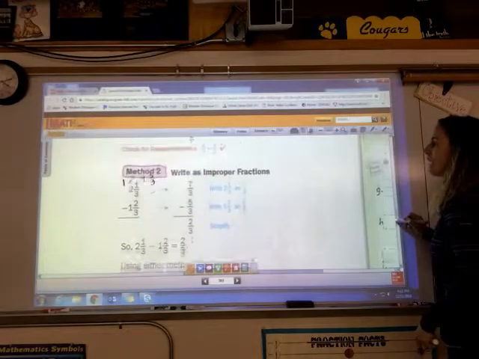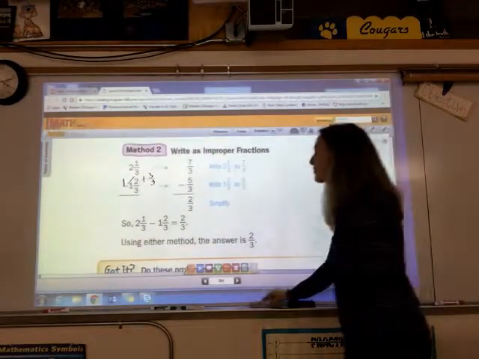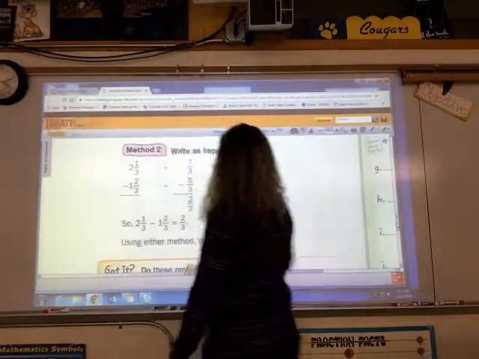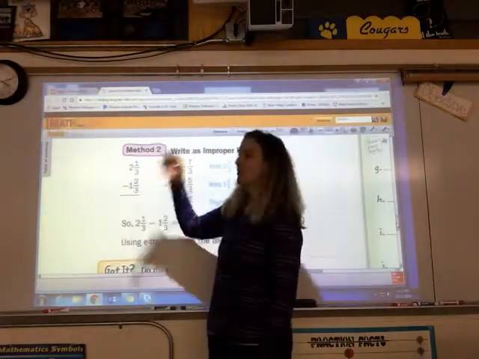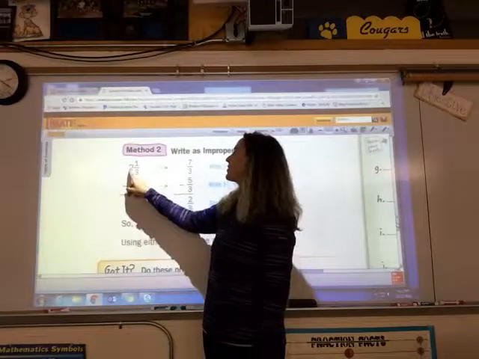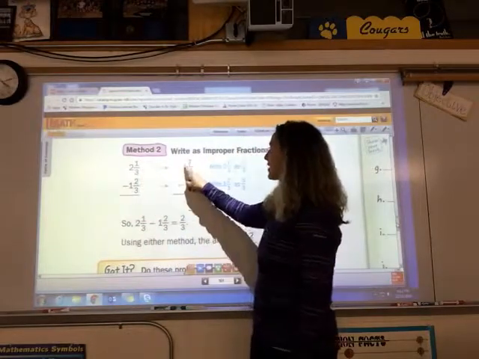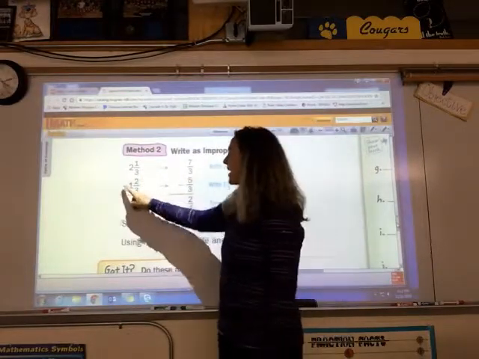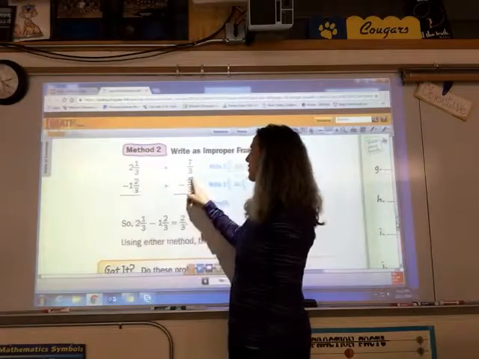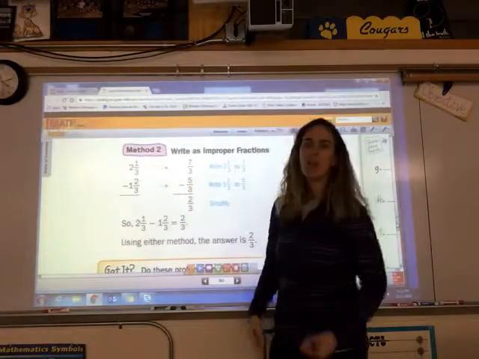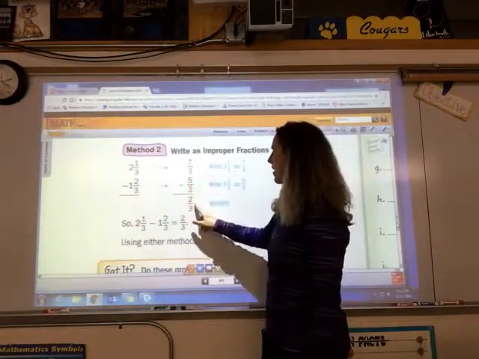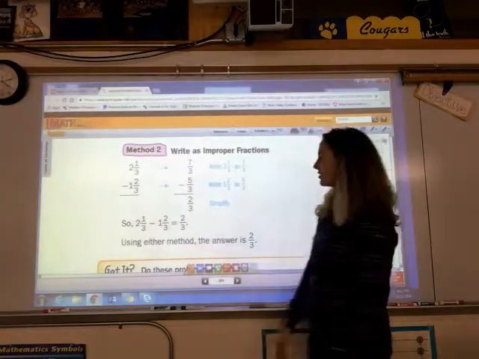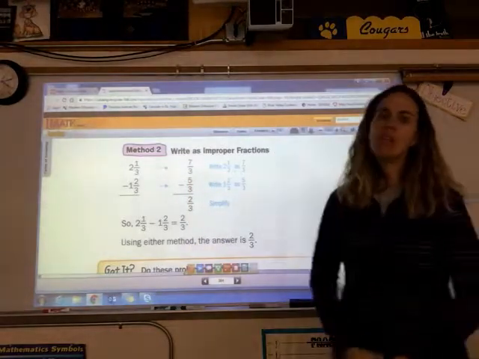The other option you have is you could write them as improper fractions. So when we start off with 2 1/3, remember we could write it as an improper fraction. 2 times 3 is 6 plus 1 is 7, so we could call it 7/3. Minus 3 times 1 is 3 plus 2 is 5, so 5/3. Then we could subtract 7 minus 5 and get 2, and the denominator is 3. Either method is fine.